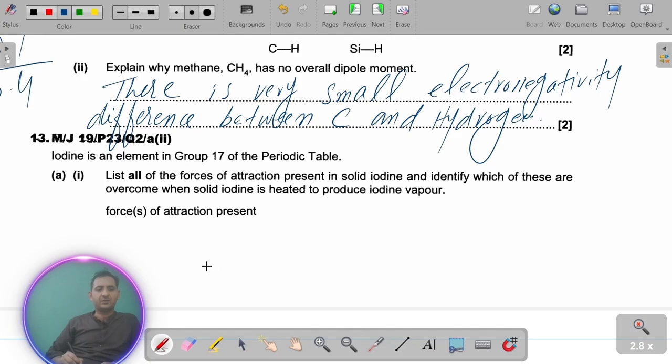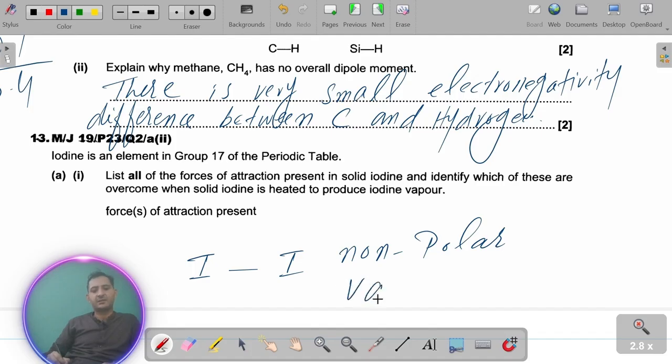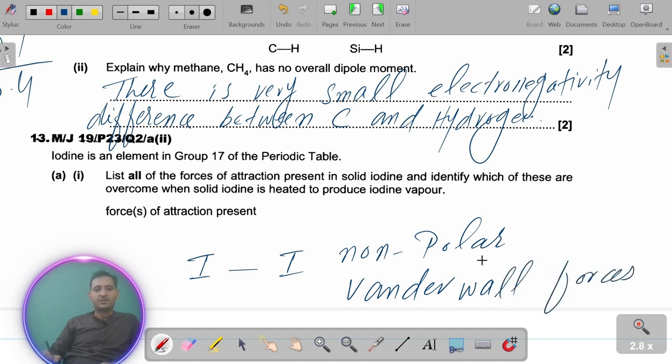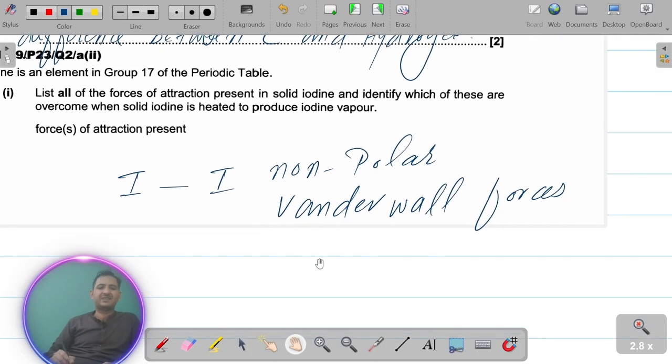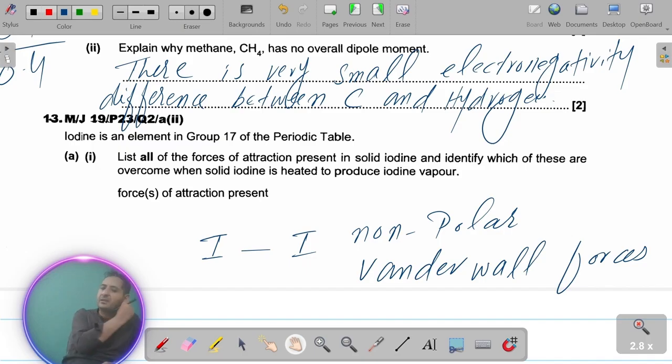Iodine is non-polar. We know that when iodine makes a single covalent bond with iodine, it is non-polar, and the type of forces are weak van der Waals forces. When you heat it, they will only get an instantaneous dipole. Instantaneous dipole means it is non-polar, but when it comes close to another molecule, for a very short time they will get some polarity, but overall it is a non-polar molecule.